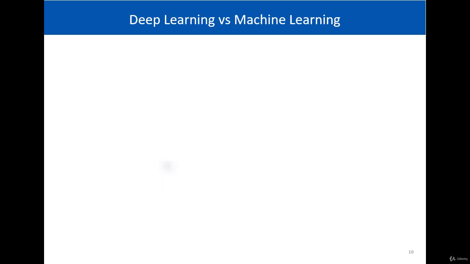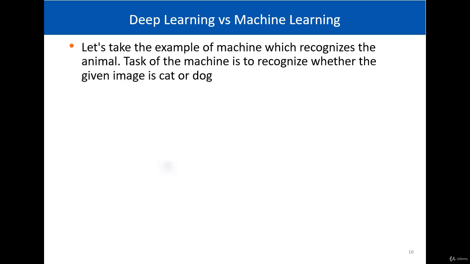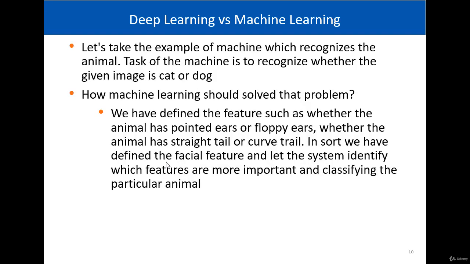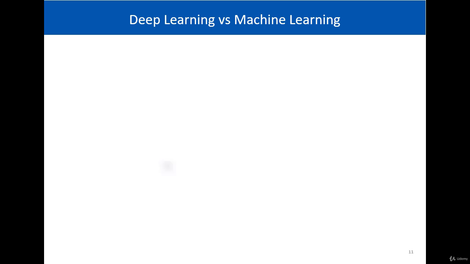Now let's discuss the difference between deep learning and machine learning. Let's take the example of a machine which recognizes animals. The task of the machine is to recognize whether the given image is a cat or a dog. Let's see how machine learning should solve that problem. We have defined the features, such as whether the animal has pointed ears or floppy ears, whether the animal has a straight tail or curved tail. In short, we have defined the facial features and let the system identify which features are more important in classifying the particular animal. How should deep learning solve that problem?